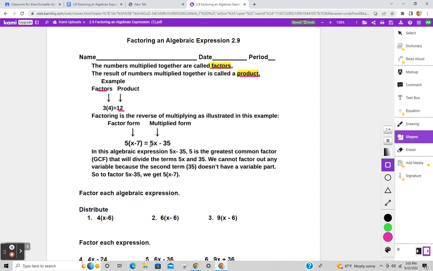Here's another example. 5x minus 35. The factors of 5x minus 35 are 5 times the quantity x minus 7. And that's what we're going to do in this video. We're going to go from this form, an algebraic expression, and write the factored form of that expression.